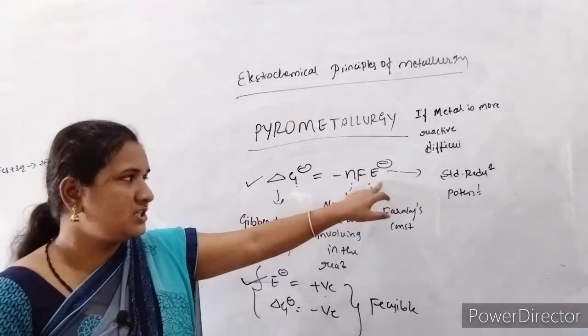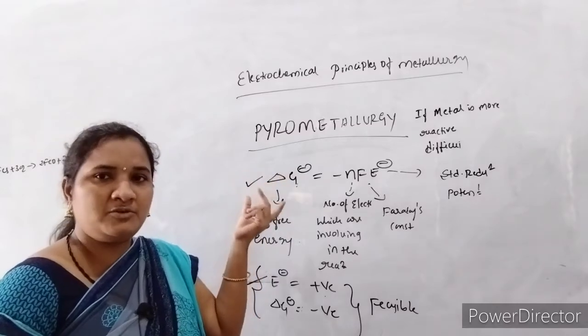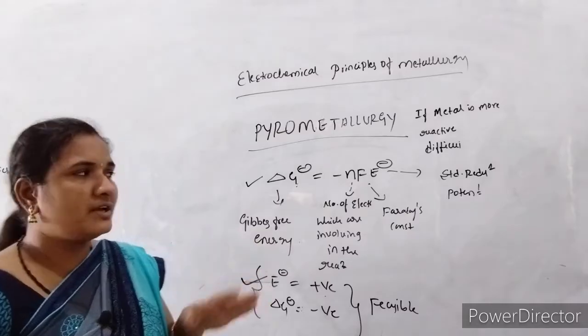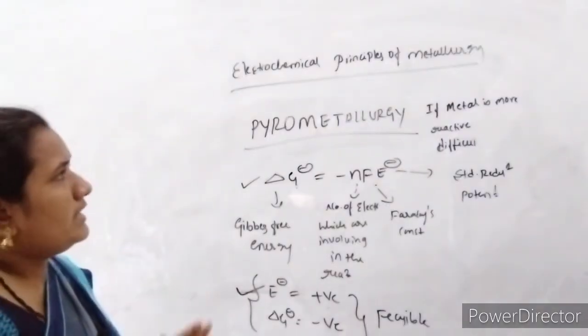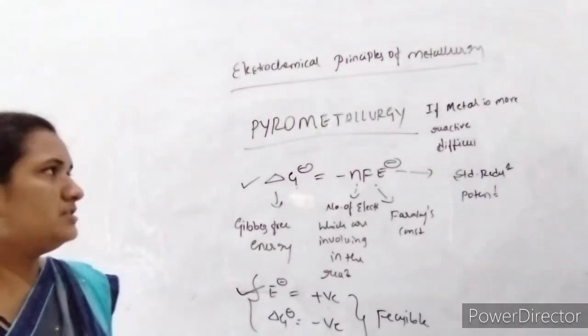If we are getting positive values of standard reduction potential, it will become negative. It will become negative means it will attain spontaneity. So as a result of that, the reaction will become feasible. In this way, the electrochemical principles are going to be applied in the metallurgical phenomena.